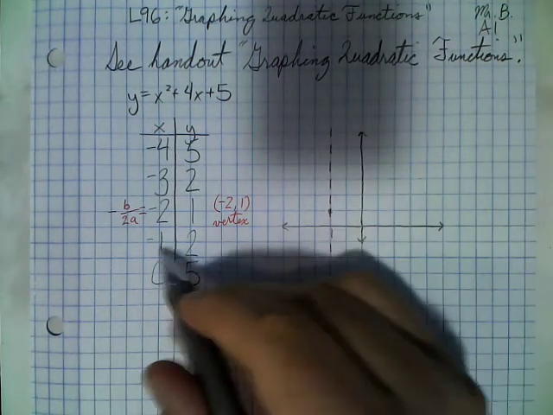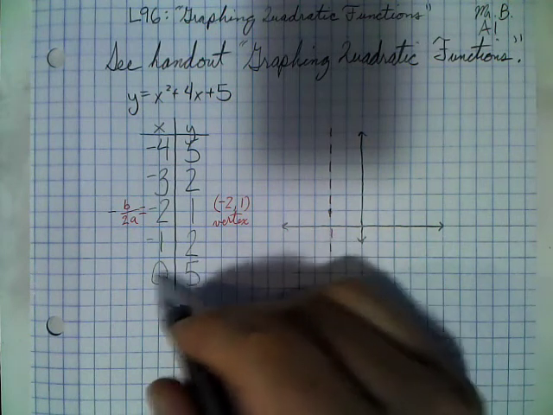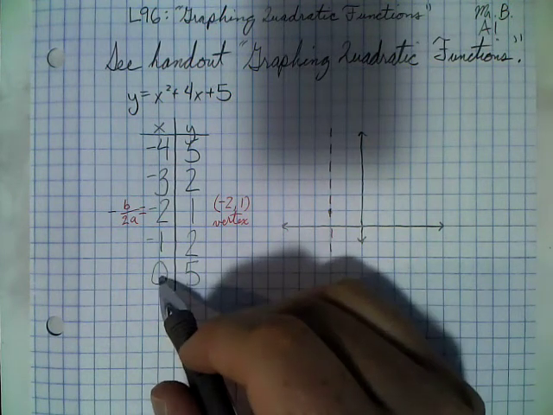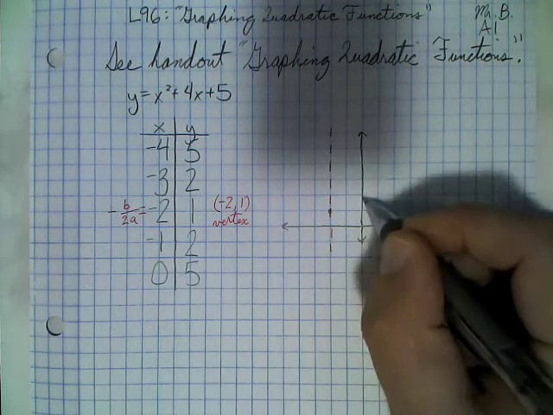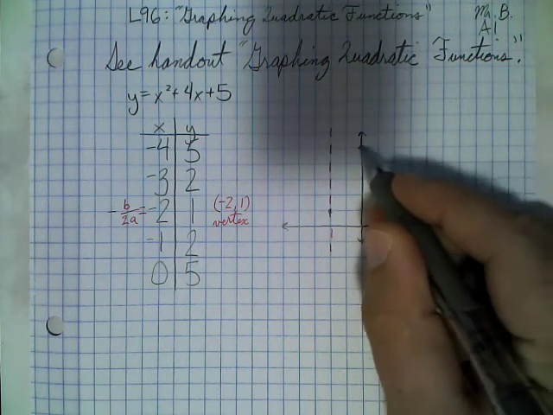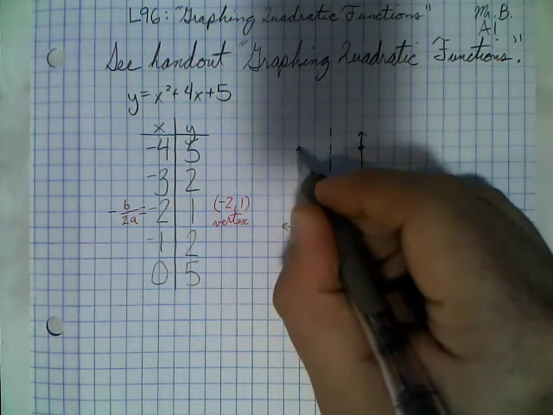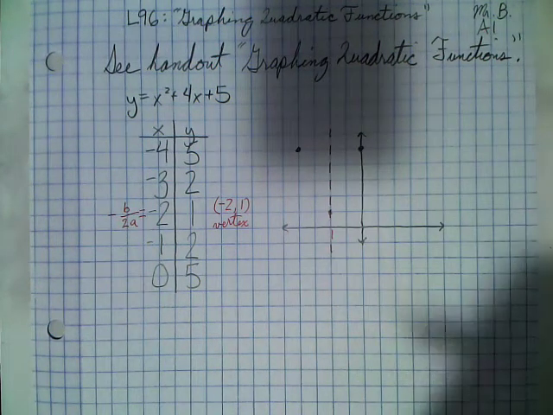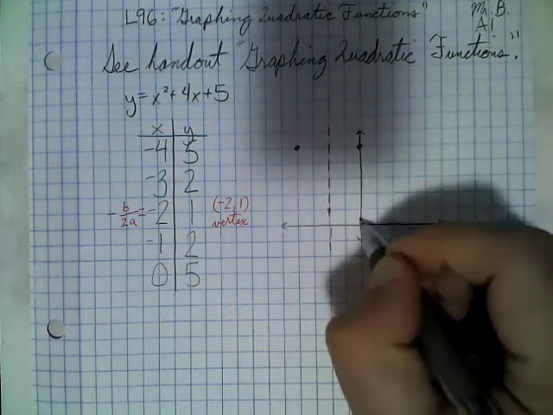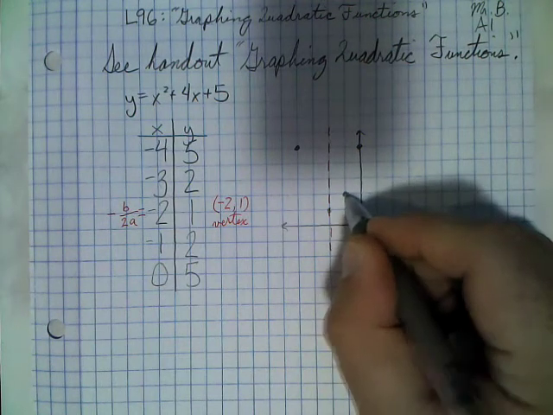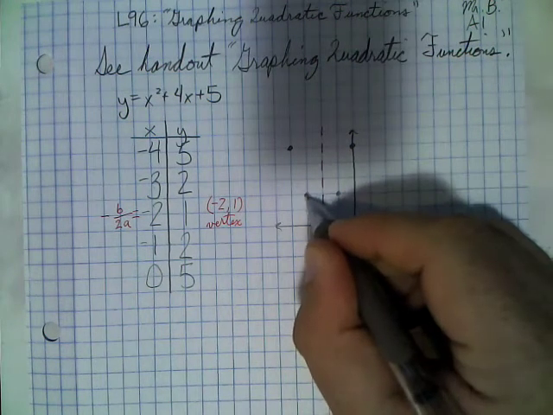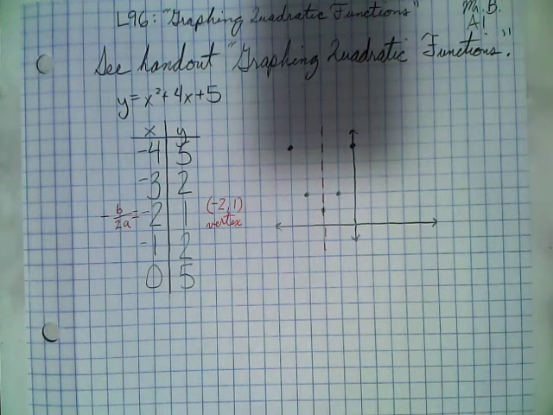So my next point that I found was, excuse me, not the origin, the y-intercept. So (0, 5). So if I go symmetrically on the other side, there's my (negative 4, 5). My (negative 1, 2), so negative 1, 2 is right there. So symmetrically, on the other side, it would be right there.